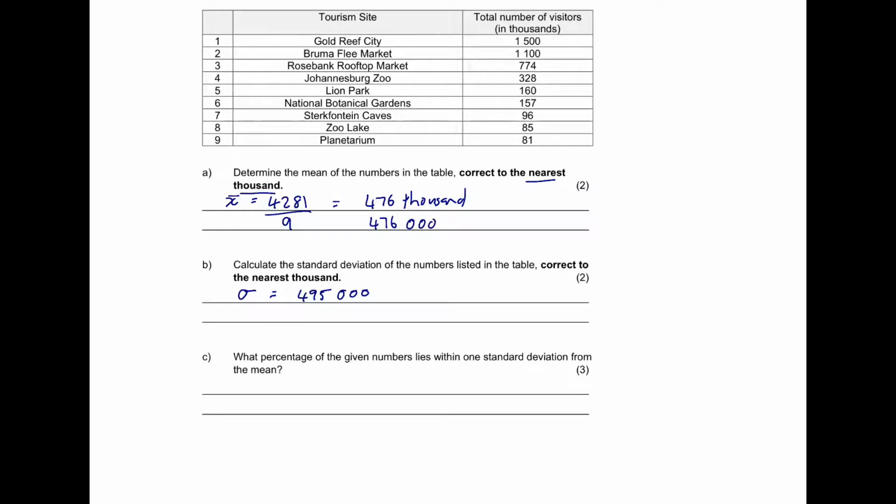For question C, what percentage of the given numbers lies within one standard deviation from the mean? We first have to work out what the interval is of the standard deviation. So the mean is 476. If we subtract 495,000 from 476,000, we get a lower bound of negative 19. And then if we add the 495,000 to 476,000, we get a value of 971,000. Remember, these values that I'm writing now are in thousands.